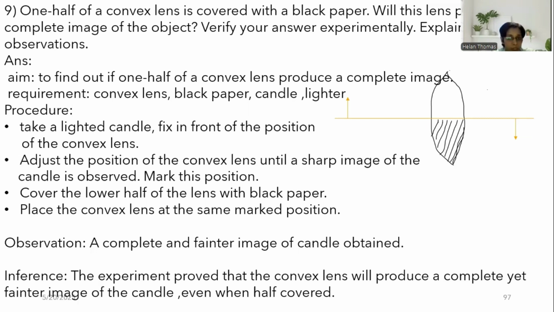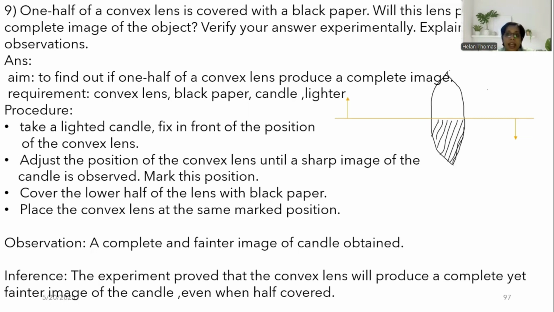You are not going to move the object, okay? Now you are going to adjust the position of the convex lens until a sharp image is obtained. Then mark the position of the lens there. And then you take out that lens, you cover it with the black paper halfway through, then place the convex lens exactly in the same marked position and mark your observations.